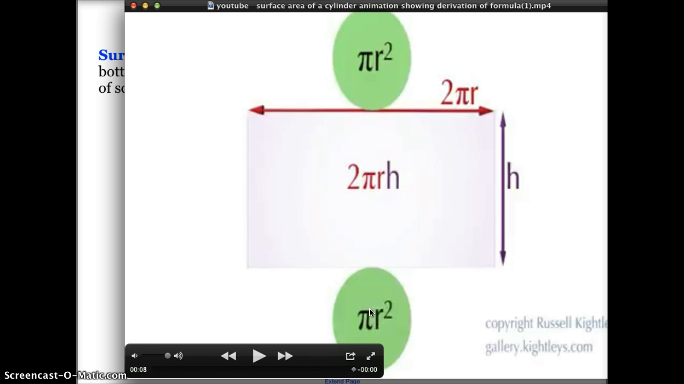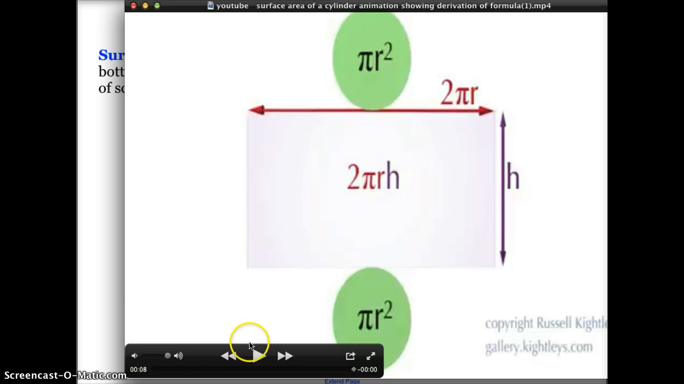But where do we get the rectangle's dimensions? Well, the height is easy to see. That's just going to be the height of the cylinder. But this 2 pi r, that's the one that's a little bit more difficult to see. I want you to understand that 2 pi r is the same thing as the diameter, because 2 times r is equal to the diameter, and diameter times pi is equal to, yeah, that's right, the circumference.